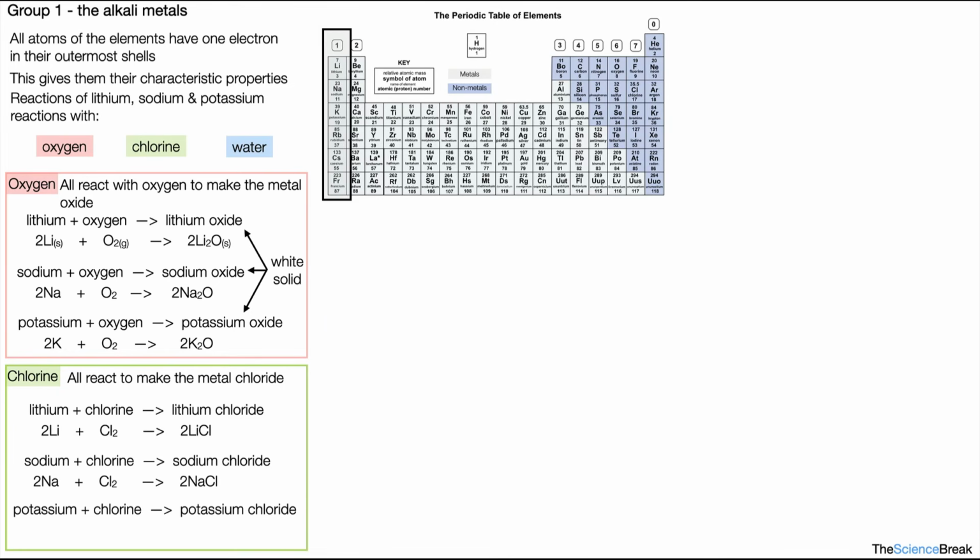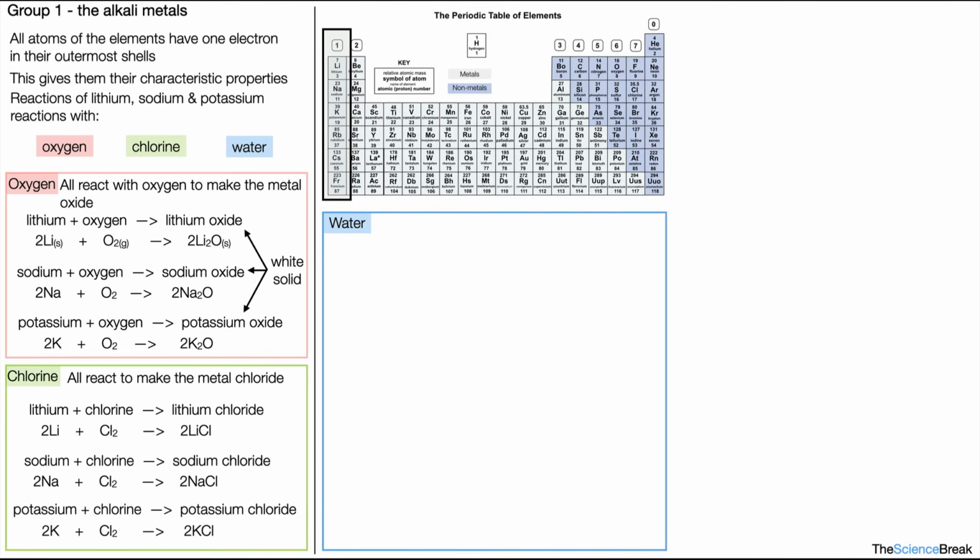And then finally, potassium plus chlorine gives potassium chloride. And there's the balanced formula equation for that one. Next, the reactions with water. All of them react with water to make the metal hydroxide, which is an alkali, and hydrogen gas.